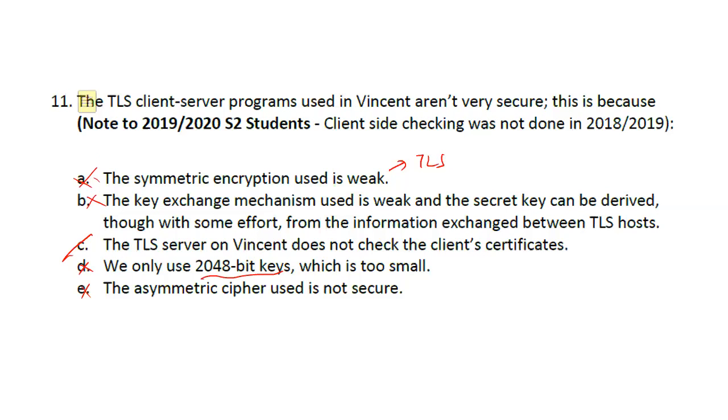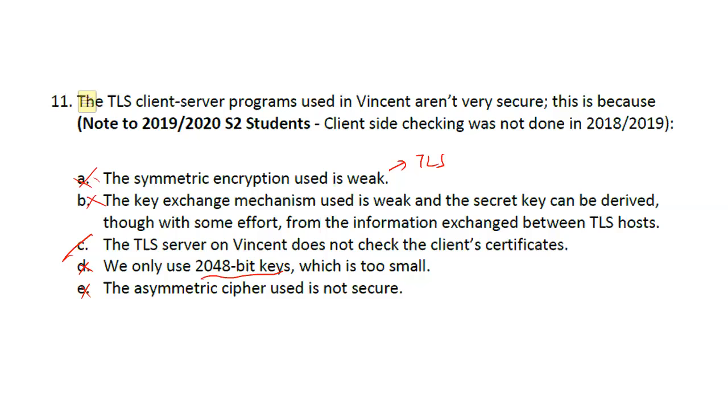So the only thing that was not done at that time was that we did not specifically do the client side check during that particular year's studio. That was the weakness at that time. So that is why for this question it is C, based on what was given to the students at that time.